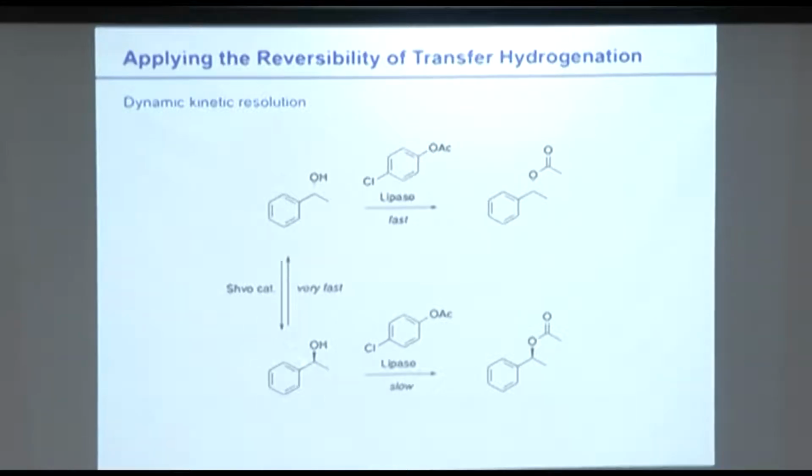The 25% left over are racemized by the Shvo catalyst, and so you constantly deplete the undesired R alcohol, because you constantly end up with a 50-50 mixture. And eventually, all your racemic mixture ends up selectively at this ester.